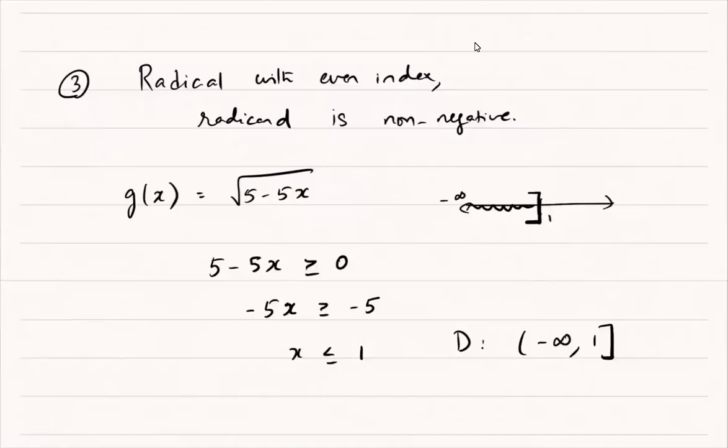But here I use a bracket because 1 itself is okay, because when x is 1, the number within the radical is 0, and that's all right. It is a negative number that we don't want.